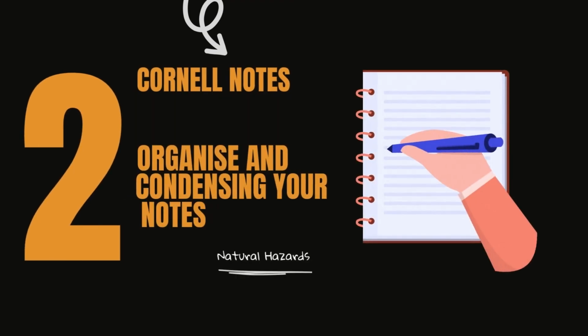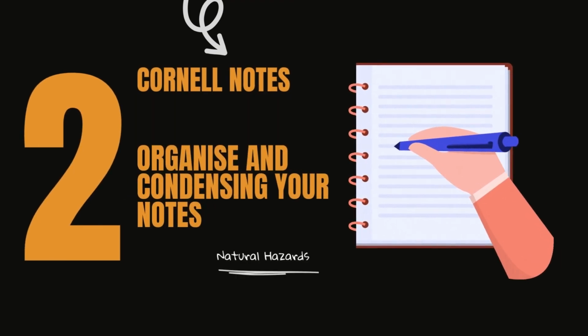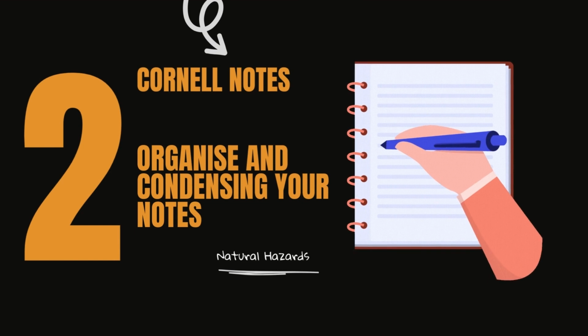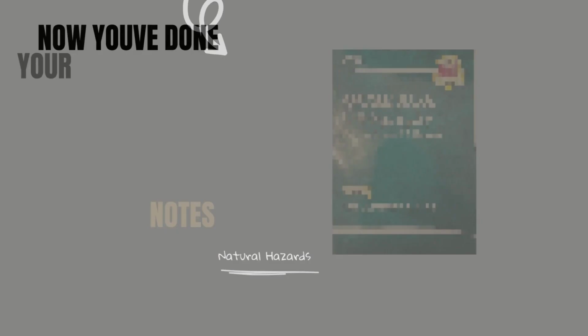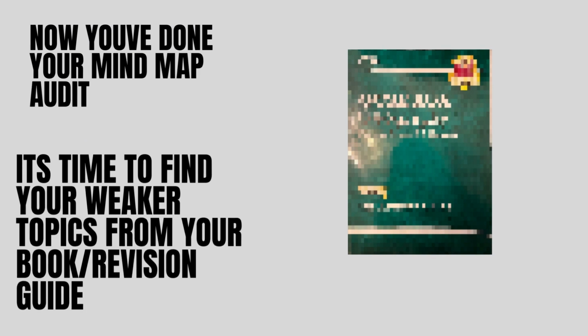Step 2. Cornell Notes. The Cornell Notes is a fantastic method in organising your work. This is where you're allowed to use your revision guide and use the information. To condense and format your notes, you will need to split your Cornell Notes template into different sections. The first bit you'll start off is the title. This is what you are going to focus on.